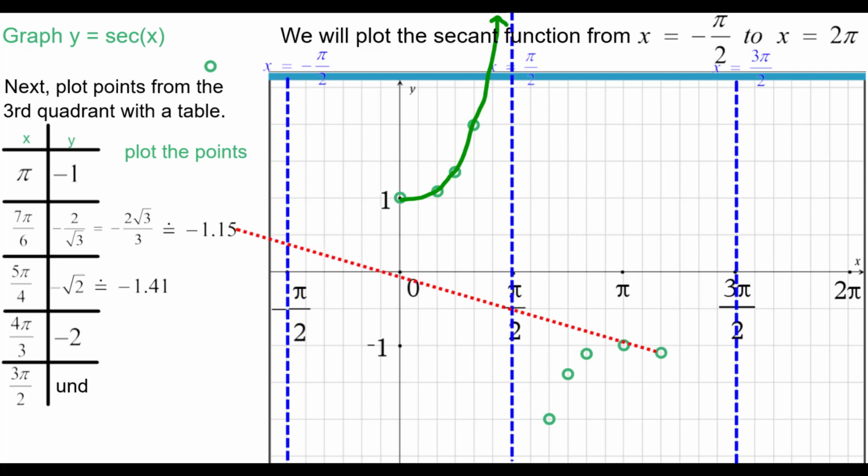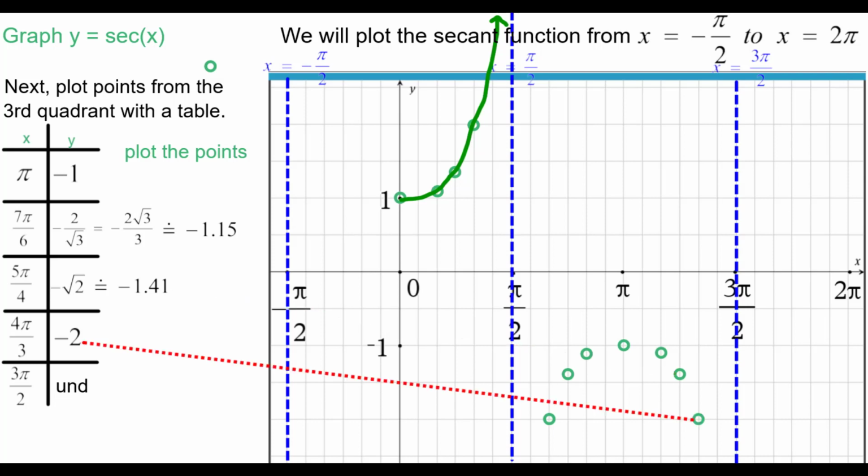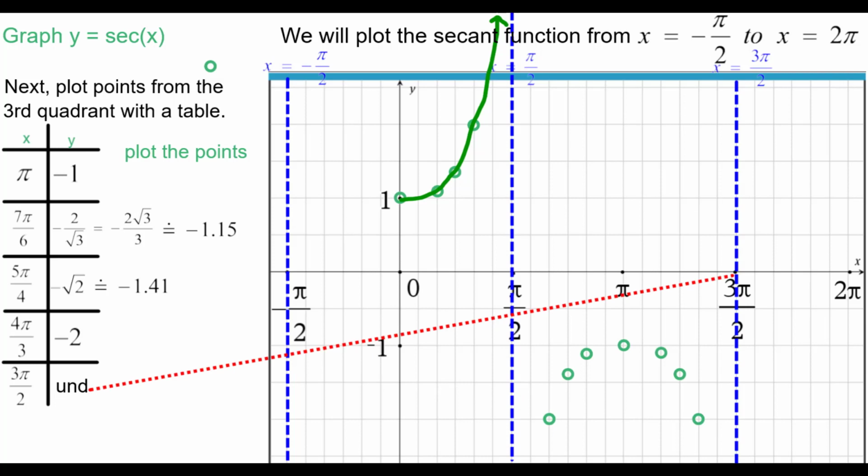At 7 pi over 6, 14 pi over 12, negative 1.15. 5 pi over 4, negative about 1.4. 4 pi over 3, exactly negative 2. And at 3 pi over 2, the cosine is 0, so the secant is undefined.